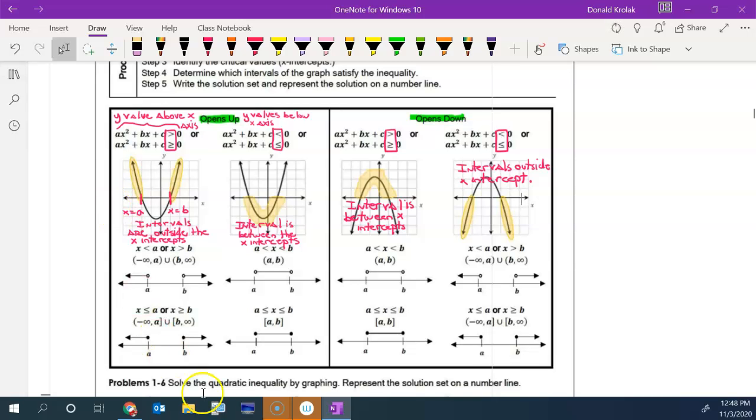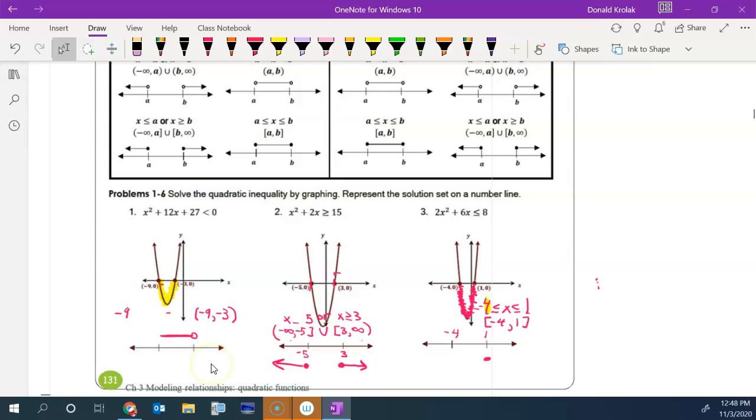All right, so solve the quadratic inequality by graphing. So just to save time, I already graphed them.